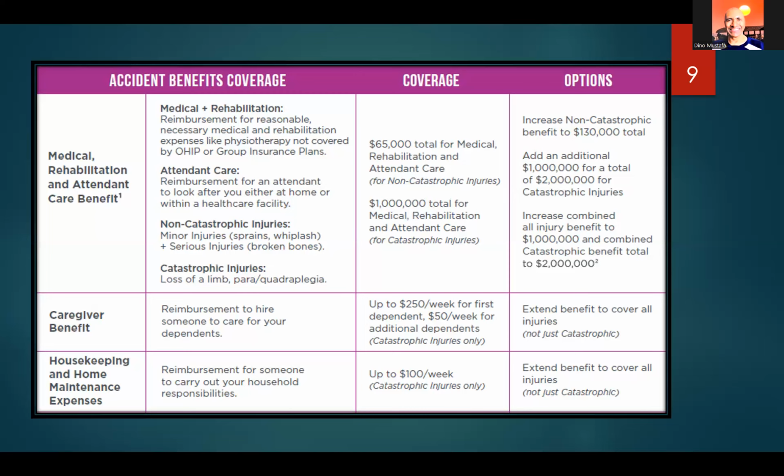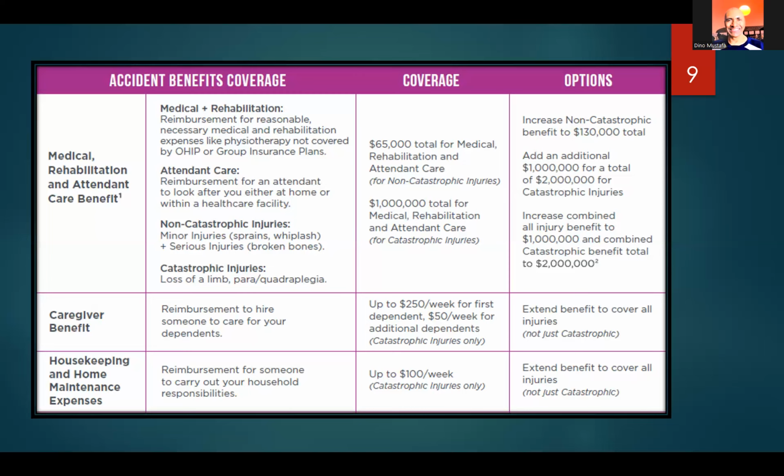You know that non-catastrophic is non-permanent, and catastrophic is permanent, like a loss of a limb, paraplegia, quadriplegia. People are totally, completely paralyzed, okay? So what's the coverage? You can see the third column gives you the coverage. The third column under coverage is the standard coverage that all policies in Ontario have, every one of us will get this. So $65,000 every time a client gets injured in a car accident, $65,000 for medical rehab and attendant care for non-catastrophic injuries. See here, they don't mention minor. Thank God for that, okay?